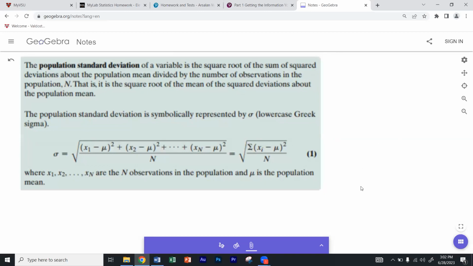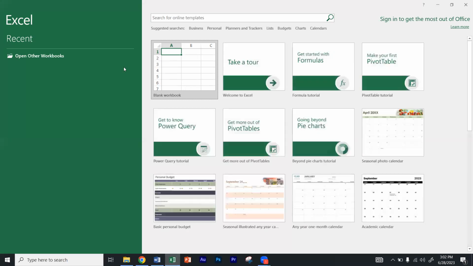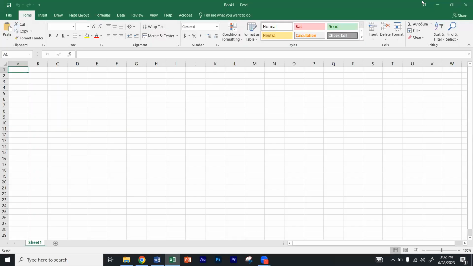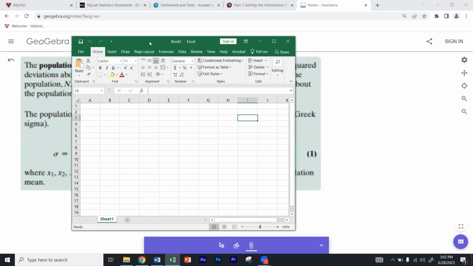Another thing, I'm going to use Excel. I won't teach you how to use Excel, but I will do my calculations in Excel and you will be able to see it, hopefully. And let's take a very simple case, okay? Again, I'm not going to teach you how to use Excel, okay?